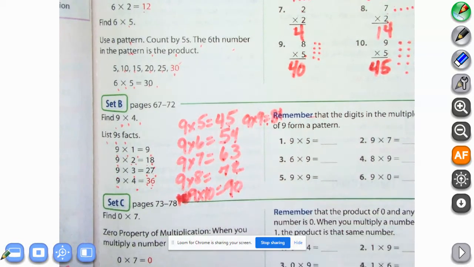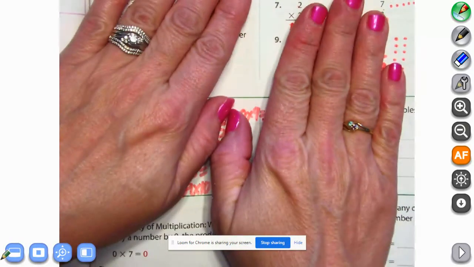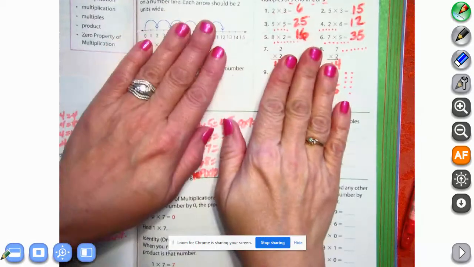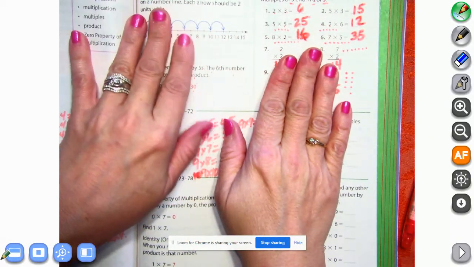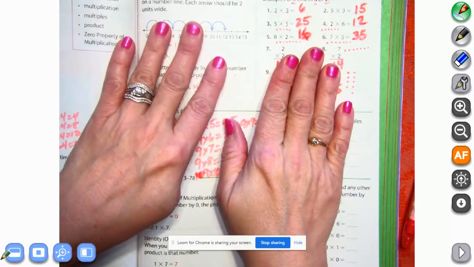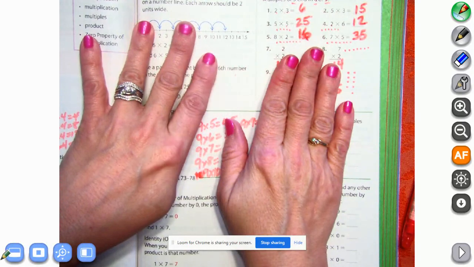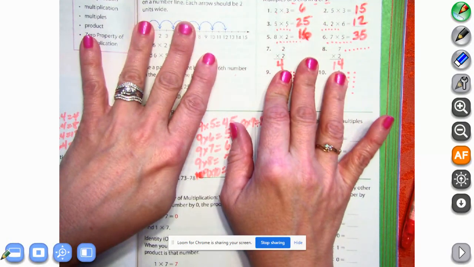Those add up. So 9 times 5, we can do our nines trick. Pull this back just a smidge. Okay, and we're going to go 1, 2, 3, 4, 5. Put the number 5 down. And these are my 10s. 10, 20, 30, 40, 41, 42, 43, 44, 45.